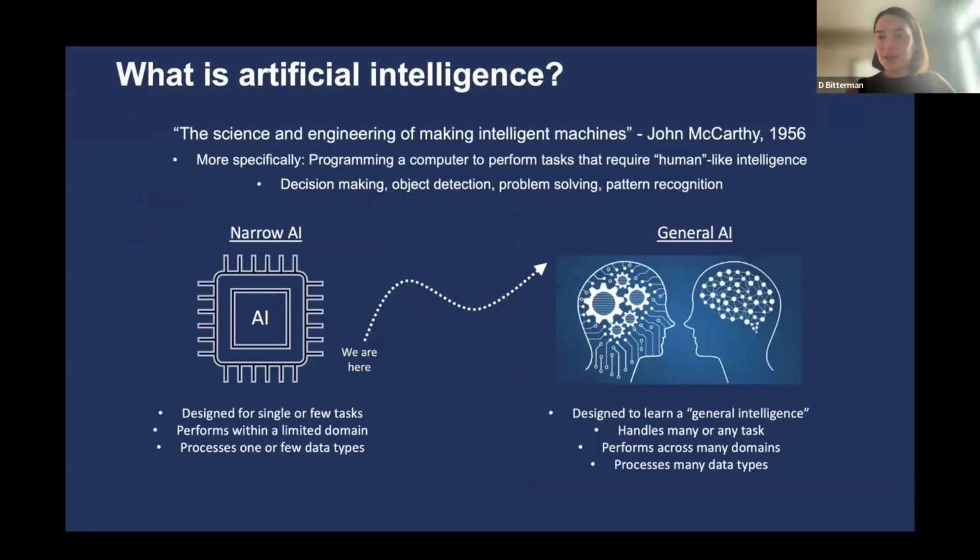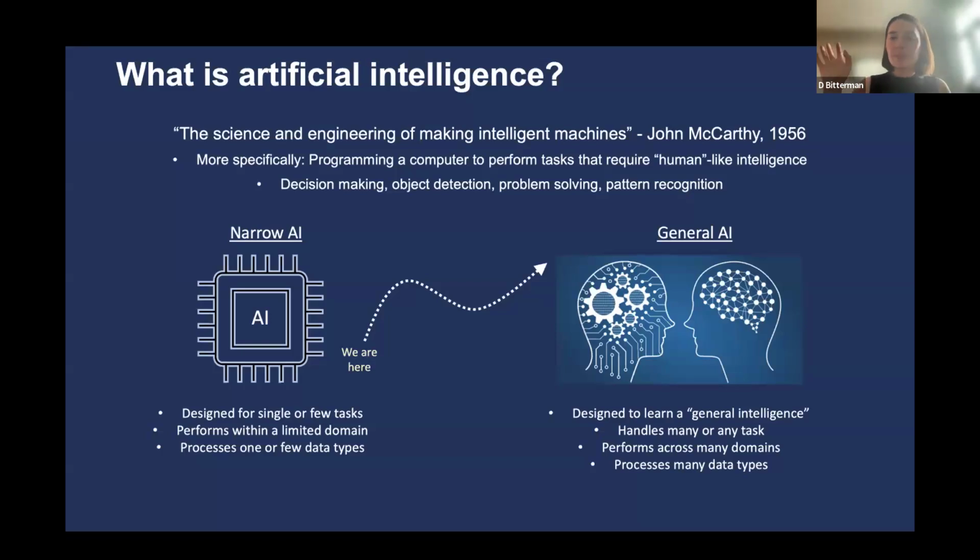But first, what is artificial intelligence? Because artificial intelligence is a very broad term and people use it in all different ways. The field of AI has been around since the 1950s, and it was coined back then as the science and engineering of making intelligent machines, which is also very vague. So more specifically, you can think of it as programming a computer to perform tasks that require quote unquote human-like intelligence. So these are things like decision-making, object detection, problem solving, and pattern recognition. Things that a calculator on your phone historically couldn't carry out on its own.